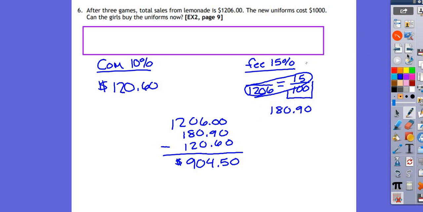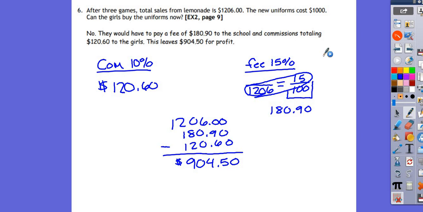All right, our last problem here, problem 7. Let's see what fancy wording they have. No, they would have to pay $180.90 to the school and commissions totaling $140.60, and we were right on everything, so the answer was no.